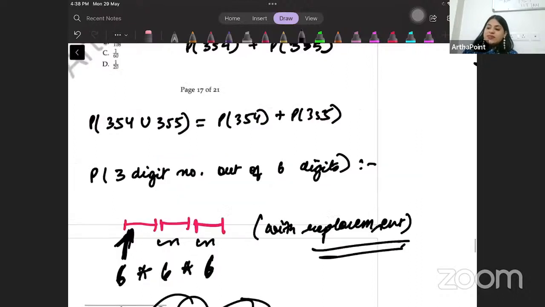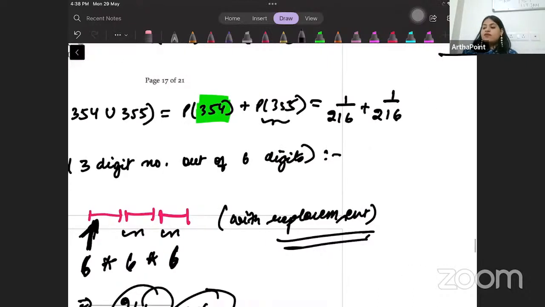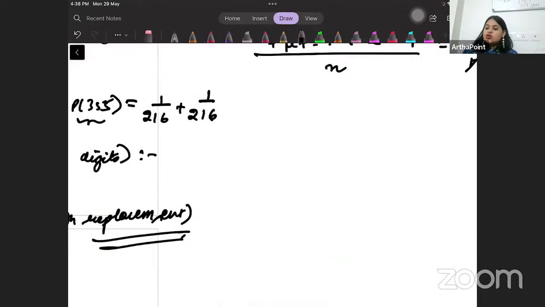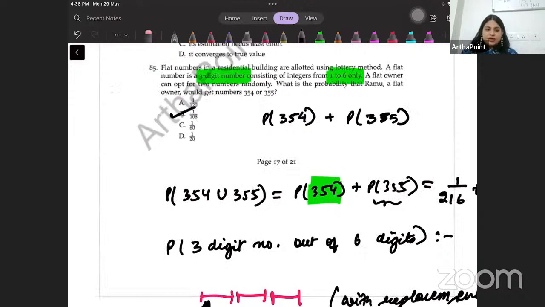Out of which I need a specific number, which is 354. So the probability will be 1 by 216 plus, I need a specific number, 355. So its probability will be again, there is just one way in which I can get that. So it is going to be 2 by 216. So 1 by 108. So answer to this question would be B, 1 by 108. Right? Okay.